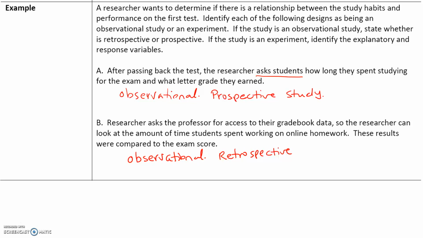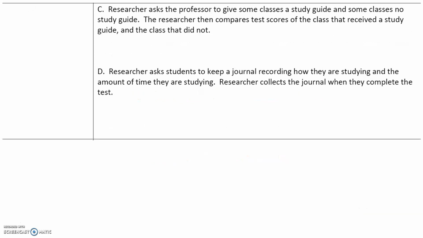Part C, the researcher asked the professor to give some classes a study guide and some classes no study guide. The researcher then compares test scores of the class that received the study guide and the class that did not. Now, in this case, the researcher is interfering. How is the researcher interfering? Some classes are getting a study guide and some classes are not. Because there is interference happening, this is an experimental study.